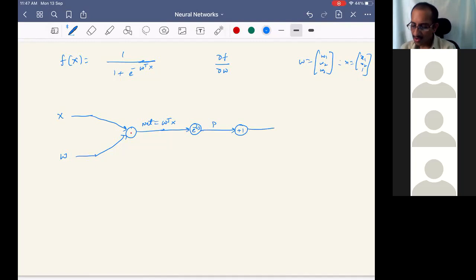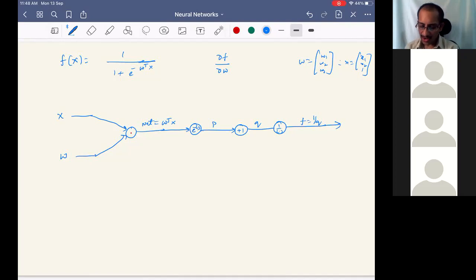So this I can call Q, right? And then what is the next operation? 1 by Q. Whatever the input is, that becomes the denominator. So 1 by Q is equal to F, and this is F finally, right?